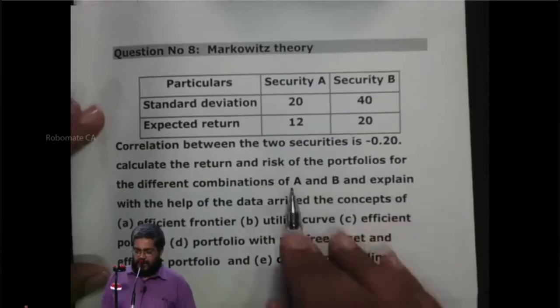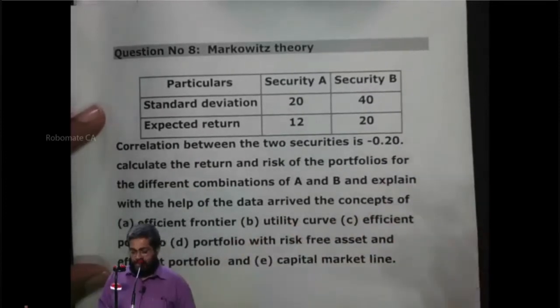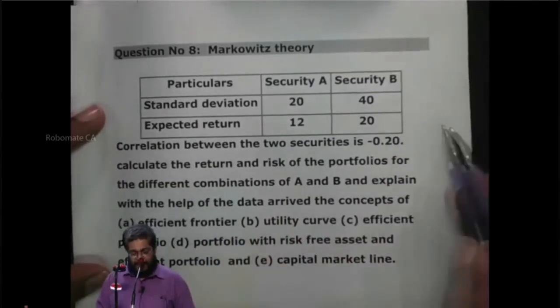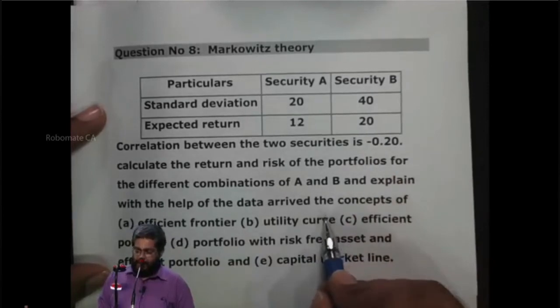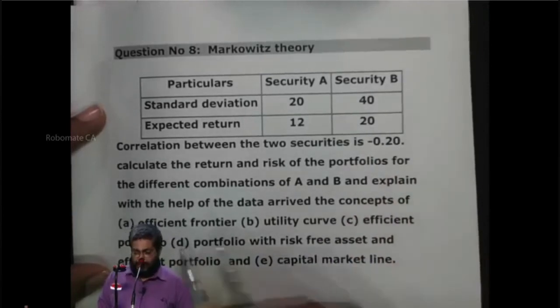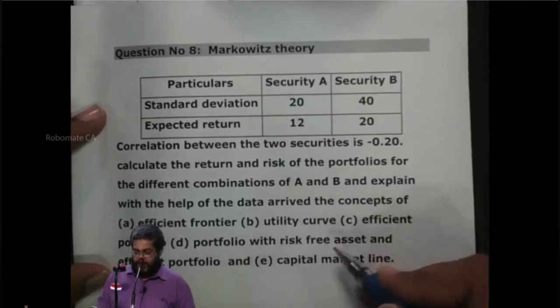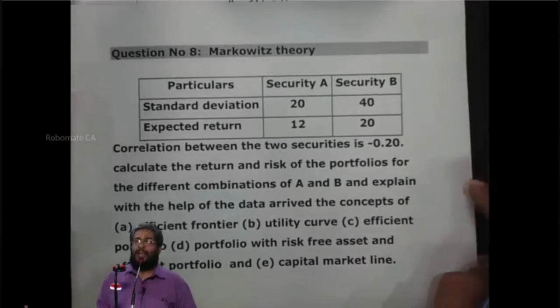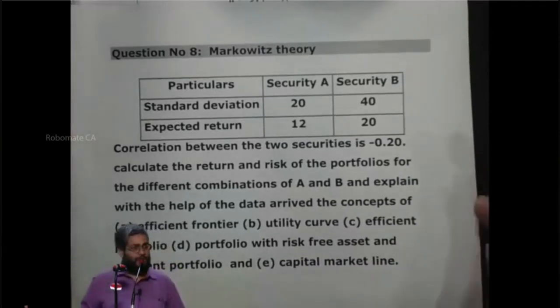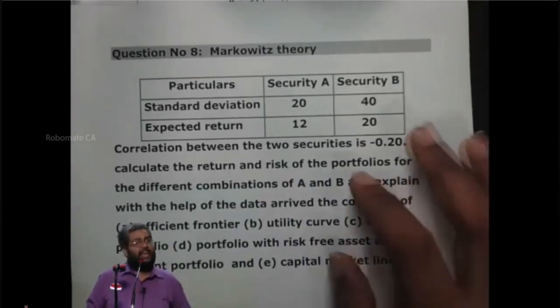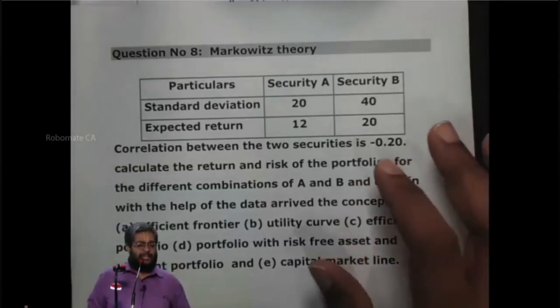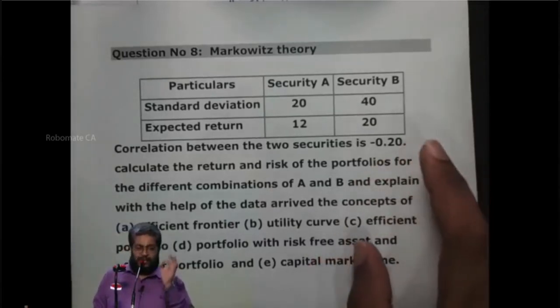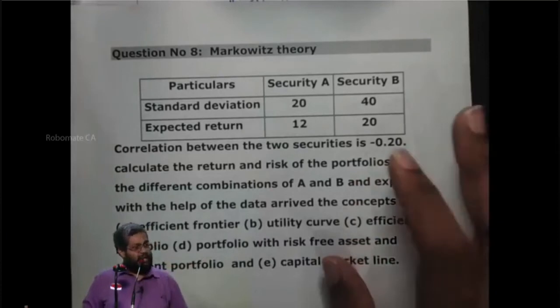Calculate the return and risk of the portfolio for different combinations of A and B, and explain with the help of that data the concept of efficient frontier, utility curve, efficient portfolio, portfolio with risk-free asset, and the capital market line. These are all the issues I want to discuss in this Markowitz topic. Can we start or not? Now, I have done some basic calculation and given you the conclusions. From there we can start our discussions.